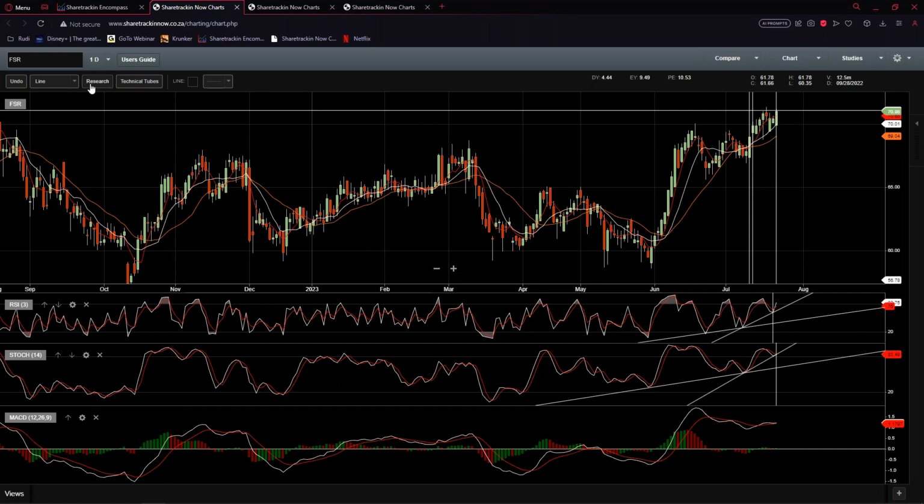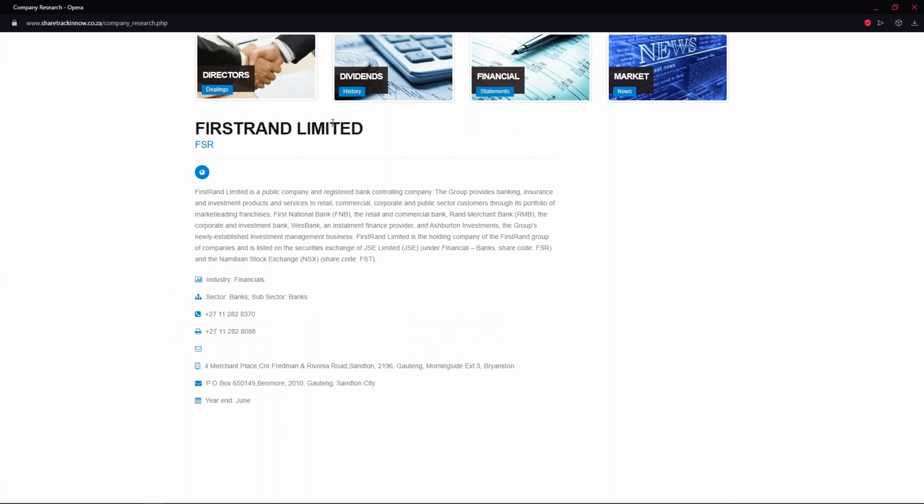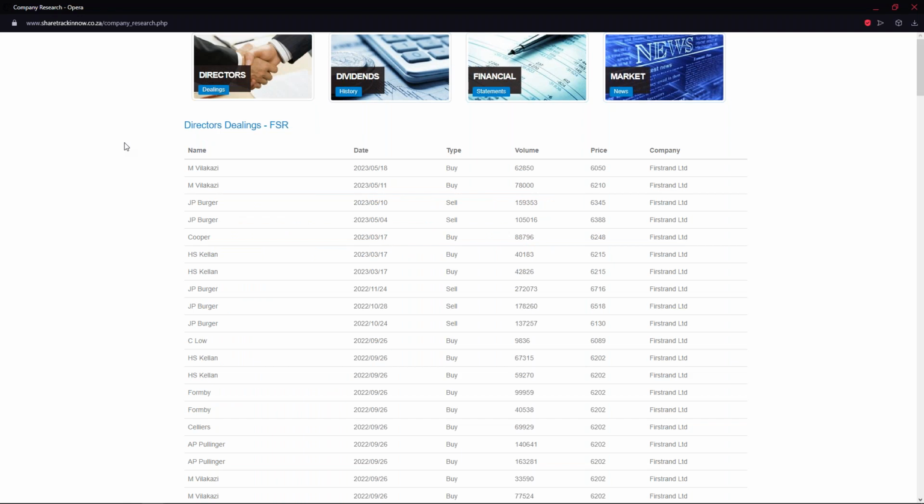So on the software, if you go to research on the chart, this will give you basically this page: directors' dealings, dividends, financials, and market news. Now this is where you're going to do some of your fundamental analysis. Directors' dealings, for instance, you're going to see when last there were directors that actually bought into the company. Okay, we can see that the 18th of the 5th was the last buy in. Before that was the 11th of the 5th from the same person. So basically that director bought in twice within 1 month.